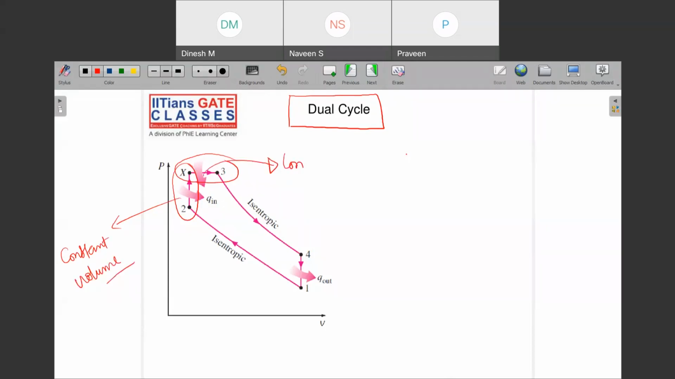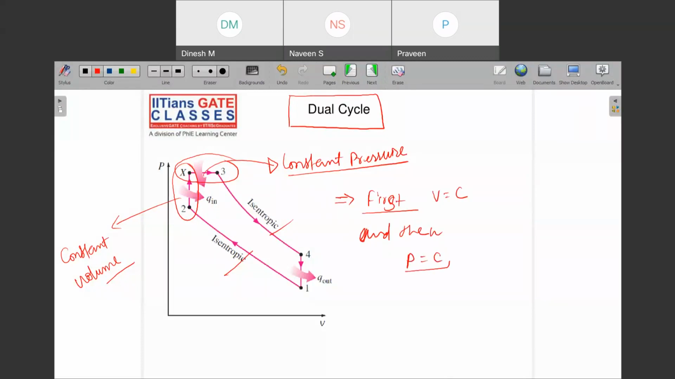Okay, but what is important here are two things: heat is added at constant volume and constant pressure. Heat is added at constant volume only, and isentropic compression, isentropic expansion. So the only thing you need to remember about the dual cycle is that heat is added at constant volume and constant pressure. First we add heat at volume equal to constant, and then we add heat at pressure equal to constant.